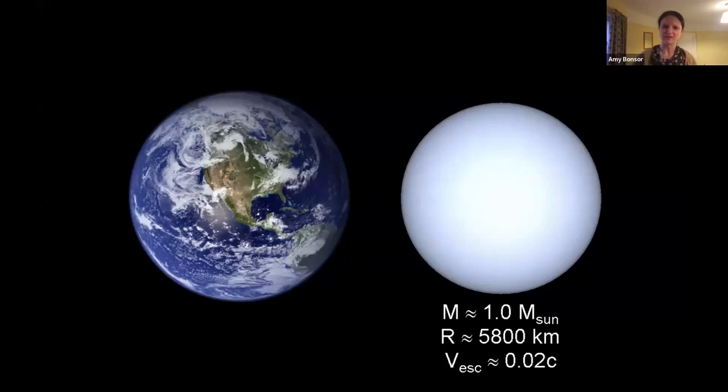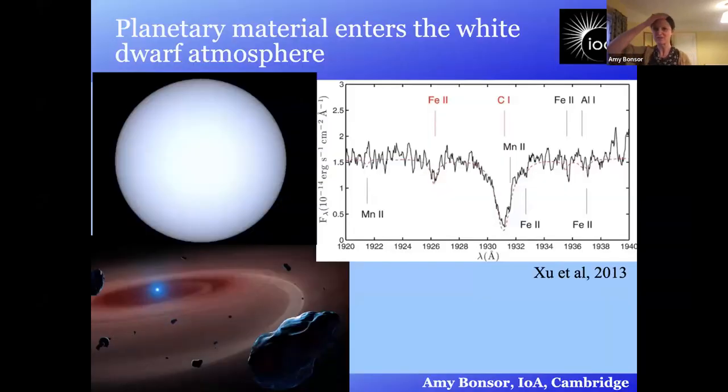And we can do this because of the unique properties of white dwarfs and the fact that we have this very thin hydrogen-helium atmosphere that should be clean, devoid of anything other than hydrogen and helium. Instead, in a huge number of cases, we now find the presence of heavy elements or metals, things like iron, magnesium, calcium, carbon, even manganese, shown on the plot here from Zizou.